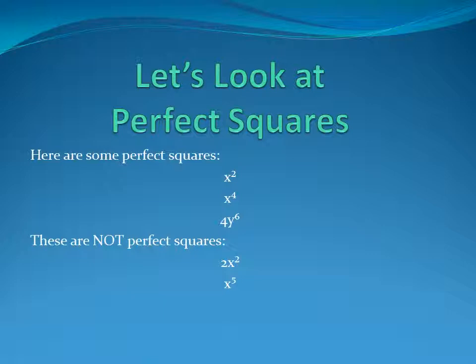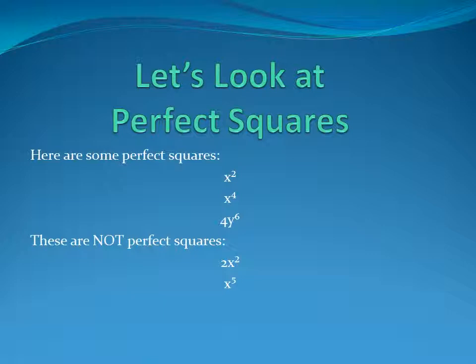Look at the next term. We've got 4y to the 6th. Well, the coefficient has to be an exact square, and 4 is, and y to the 6th is because y to the 3rd times y to the 3rd is y to the 6th. So any even power of a variable will be a perfect square.